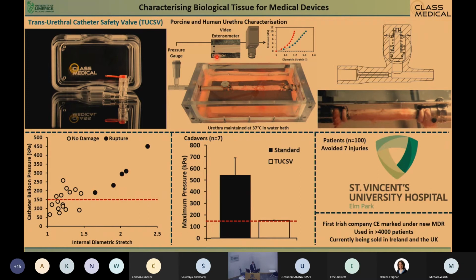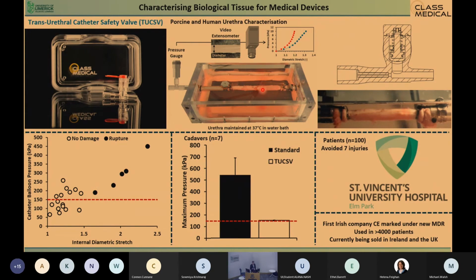So what we did was we obtained porcine urethras from abattoirs, we obtained human urethras from gender reassignment surgeries in Germany, and we put them in this experimental setup here where you can restore them to their in vivo length. You can keep them at 37 degrees in 100% humidity, and we intentionally inflated a urinary catheter inside there. We monitored how the tissue reacted, and we recorded the pressure.